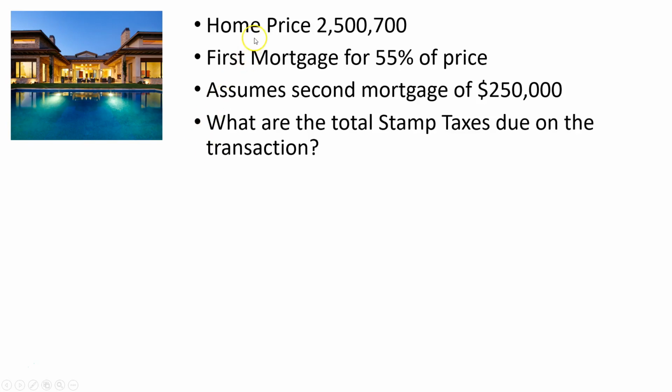And here's a typical example you may get. Home price is 2.5 million. First mortgage of 55% of the price. Assumes a second mortgage of 250. What are the total stamp taxes due on the transaction?